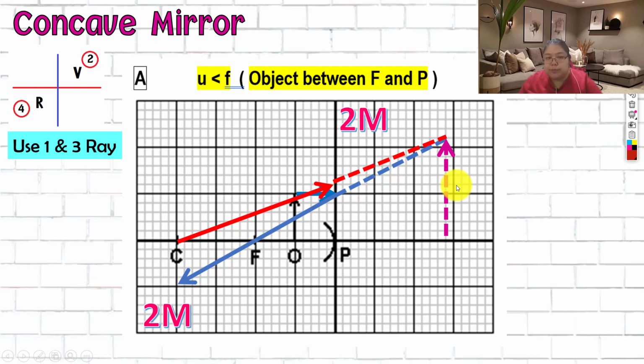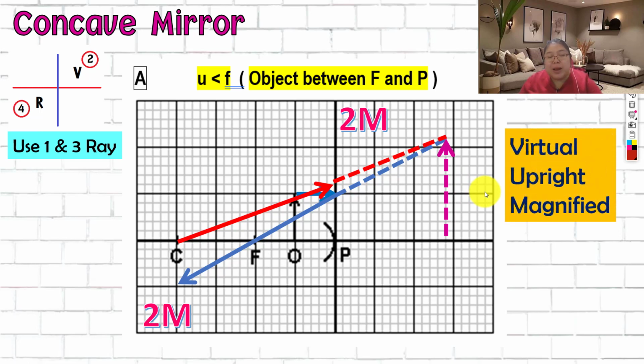Number 2, now I want you to compare the object and image. Is it upright or inverted? That's upright because the head is at the top. This one, the head also is at the top. Number 3, does the size become bigger or smaller? The size becomes bigger already. So from here I can write the characteristic: virtual, upright, magnified. Magnified means become bigger. So this is how we write the characteristic.